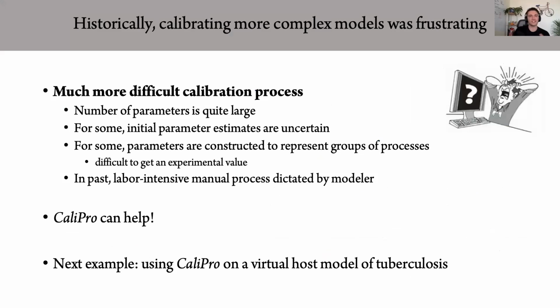So that's all well and good. We were able to use CaliPro to calibrate this relatively simple model with a synthetic data set that we had in hand. But historically within our lab, calibrating the much more complex models that we've built was very frustrating. It's a much more difficult calibration process because sometimes you have a large number of parameters. Sometimes those initial parameter estimates are uncertain, as I alluded to with the example about cells proliferating in a dish in different conditions or even in a mouse.